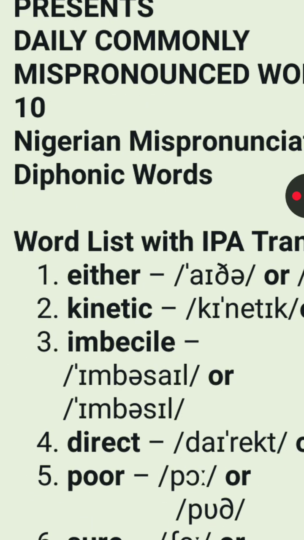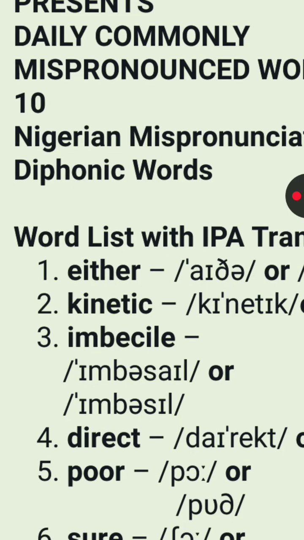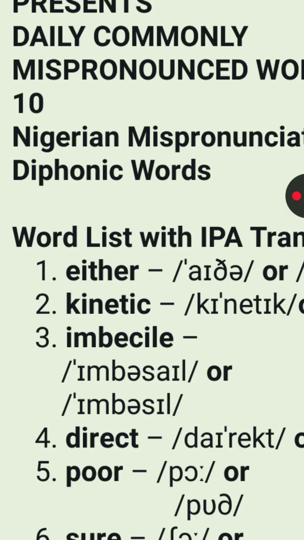Number 3, we have imbecile, spelled as I-M-B-E-C-I-L-E. In the first transcription, imbecile is transcribed as short E sound, m sound, b sound, silent A sound, which is the short sound, s sound, I sound, and l sound. In the second pronunciation, we transcribe it as short E sound, m sound, b sound, silent A sound, which is the short sound, s sound, short E sound, and l sound to give imbecile.